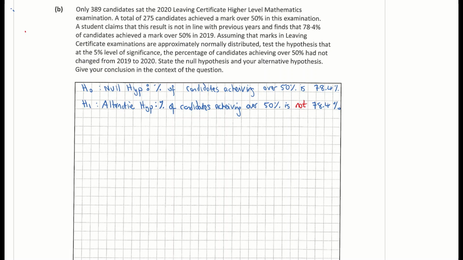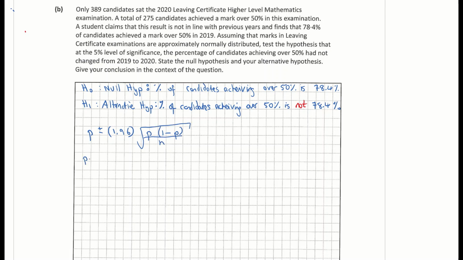Now I need to do my test. So I'm going to do a 95% confidence interval for the population proportion. That's what I'm going to do. And the formula I'm using is P plus or minus 1.96 times the square root of P, which is my probability, times 1 minus P, over N. So that's the formula I'm going to use.